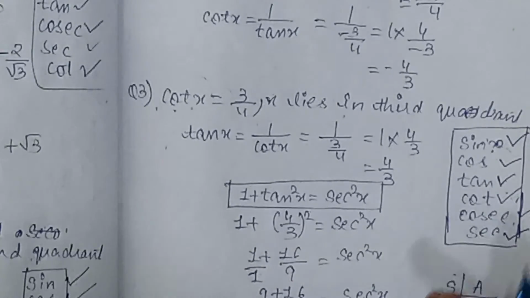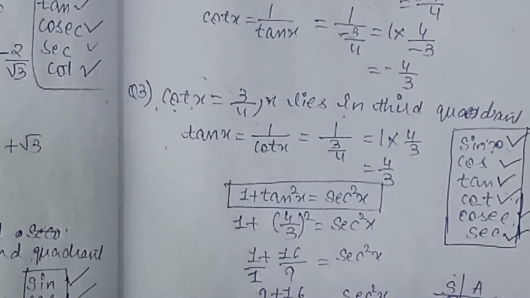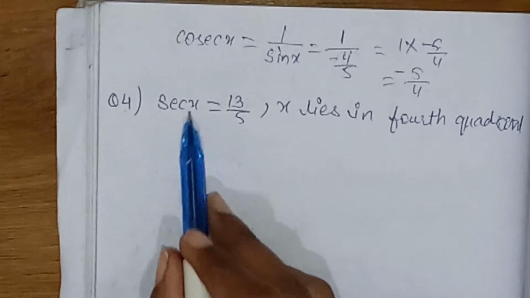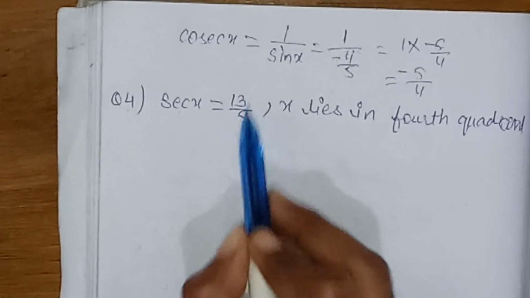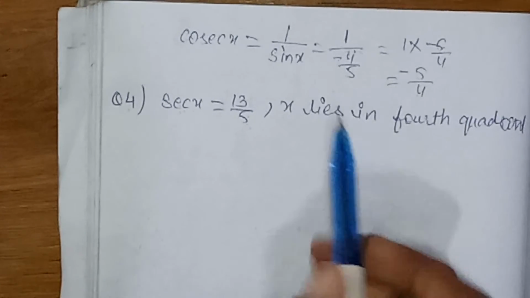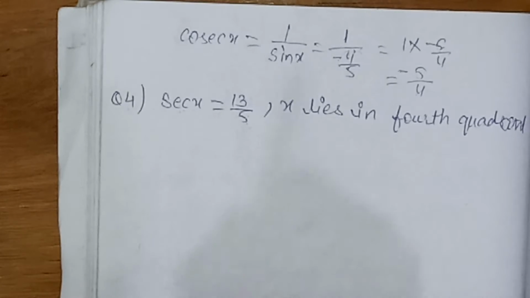If you have any doubts, you can ask in the comment section. Next, proceed to the next question. In this question, they have given the value of secant x is equal to 13 by 5. The other hint they have given is that x lies in the fourth quadrant.